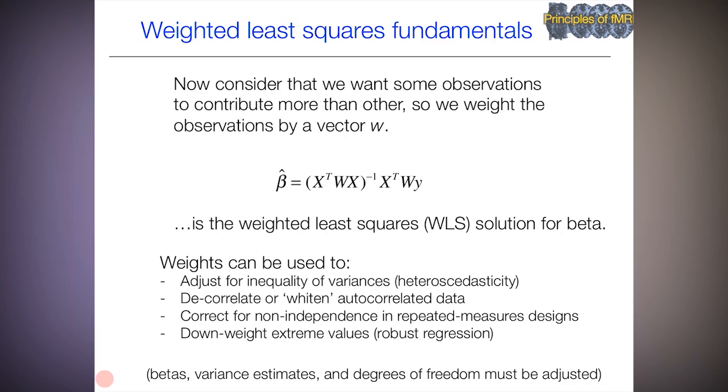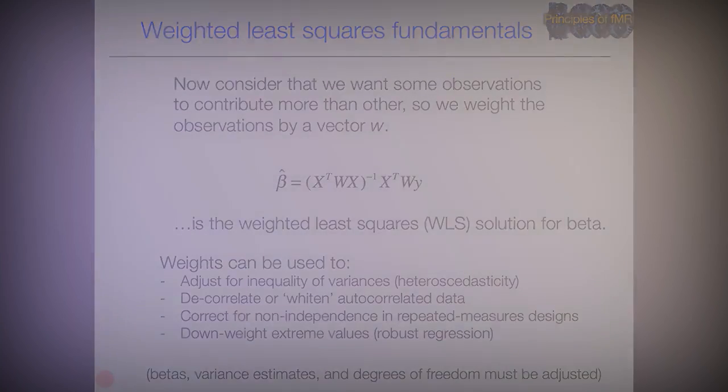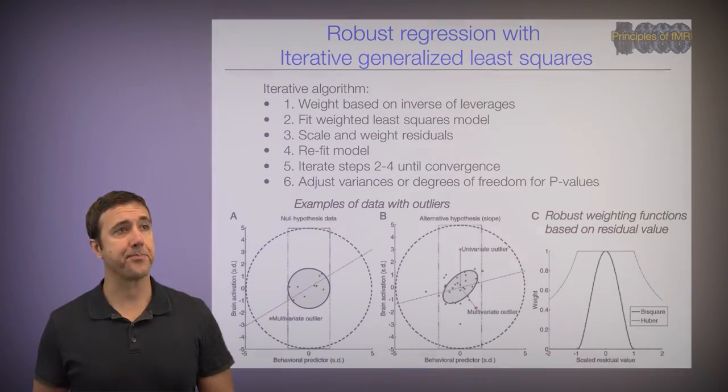And by the way, in all these cases, the betas, the variance estimates, and the degrees of freedom have to be adjusted as well for the fact that you're weighting the observations. So here is the robust regression algorithm with iteratively reweighted generalized least squares. And we'll just walk through how the algorithm works in its basic form.